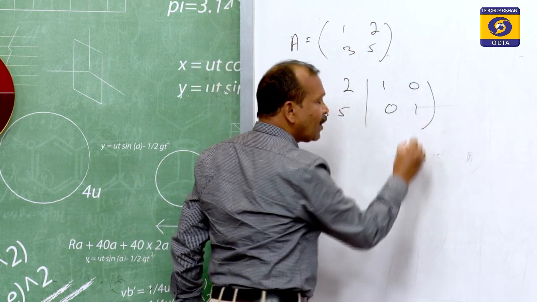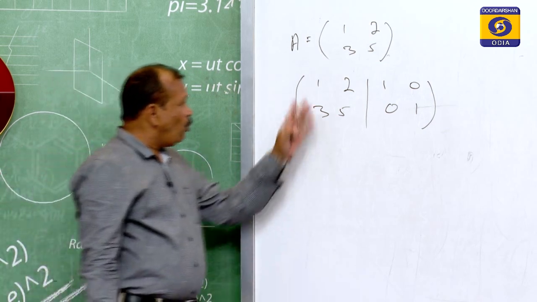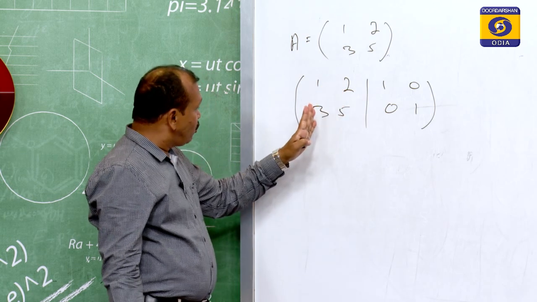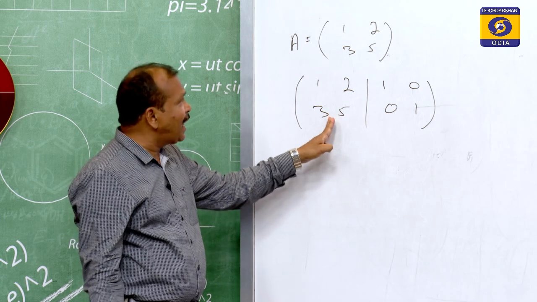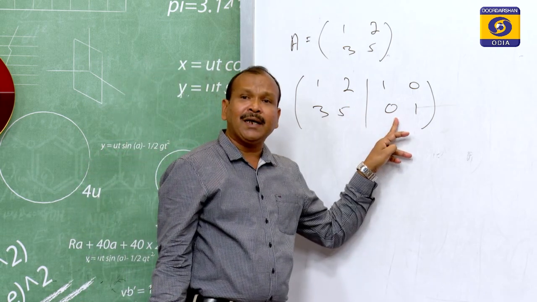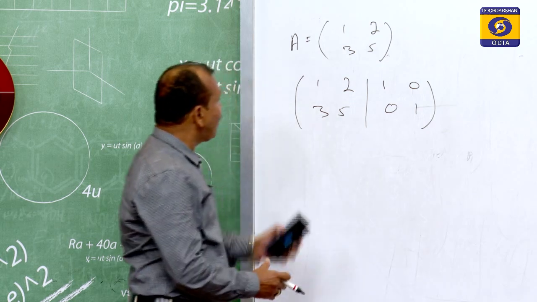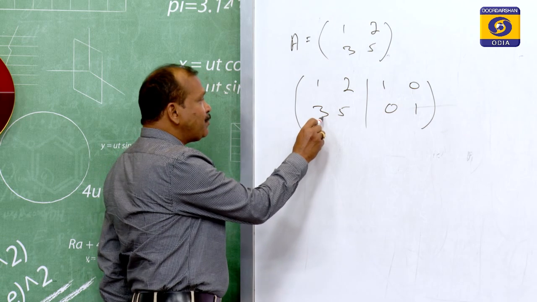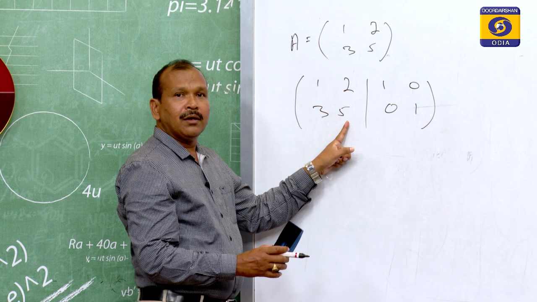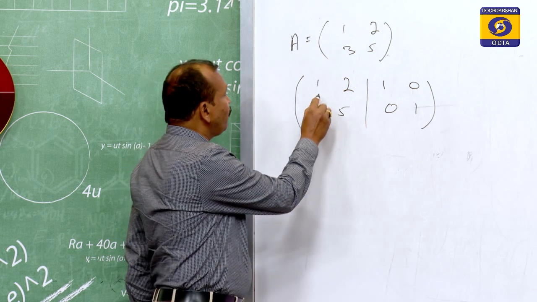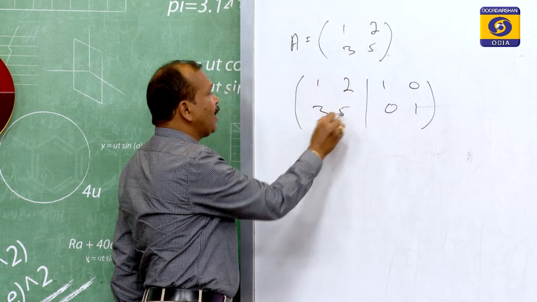Now, applying row operations, our aim is to convert the left side matrix to the unit matrix, then automatically the right side matrix becomes the inverse of that matrix. Then we try to convert this matrix to the unit matrix, that means 1 0, 0 1, by row operation.